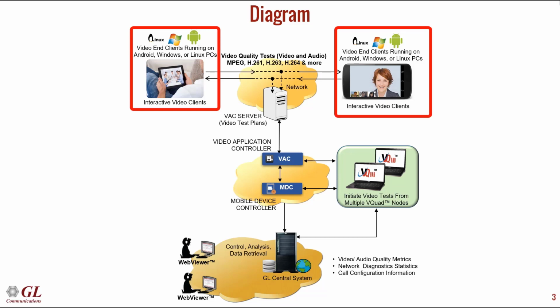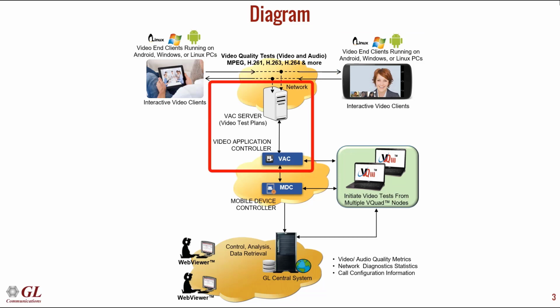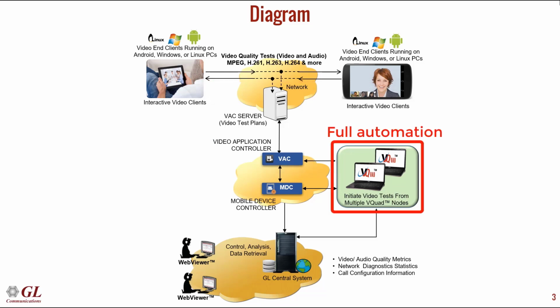A GL app is installed on each device and can run on Android, Linux, and Windows operating systems. The app connects to a Video Application Controller, or VAC Server. The VAC controls test parameters such as video and audio codecs, frame rates, and payloads. The VAC connects with the VQuad software, which remotely controls and fully automates the VAC tests.